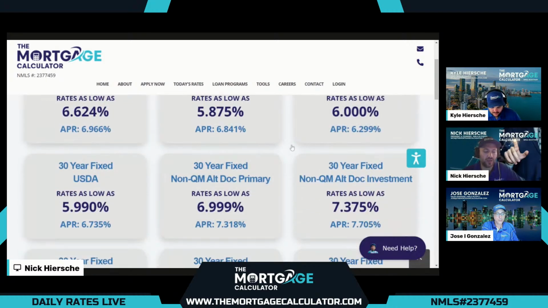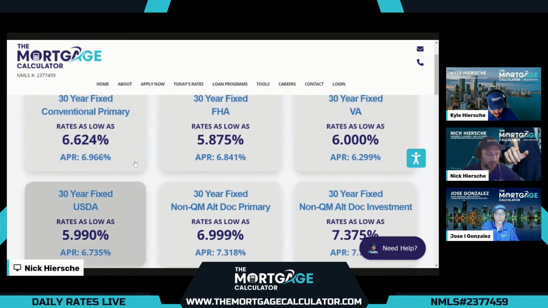And the final agency government option here, 30-year fixed USDA option. USDA loans only work for properties in USDA eligible areas. Those are typically the rural areas of the country. So if our customer and our property is eligible, this is a great option. Rates as low as 5.99. Final APR comes in at 6.735. Notice our customer will probably be comparing that to an FHA, which it's a little bit cheaper, as well as a conventional is a little bit cheaper. So great option for properties and borrowers that are eligible.